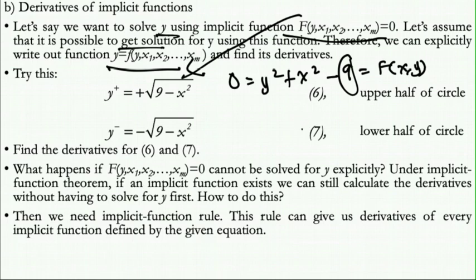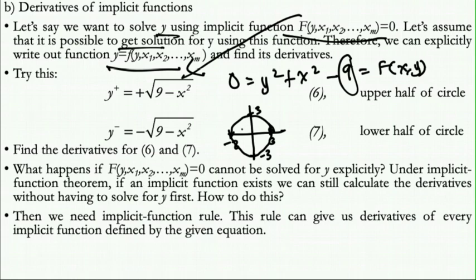Now, if you look at 6 and 7 here, try at home to find the derivative for 6 and 7. Also, if we draw it small like this, we have 3 here, minus 3 here, 3 here, minus 3 here. Then you draw it, you actually get a circle, isn't it?